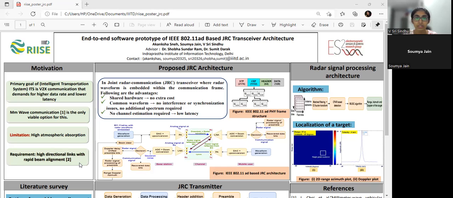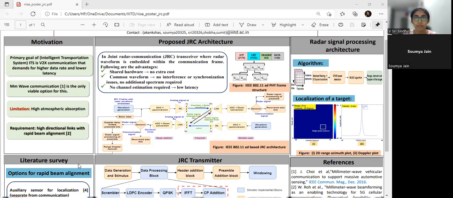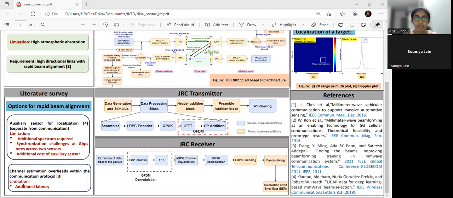There are two approaches in literature to enable rapid beam alignment of millimeter wavelengths. First, channel estimation overheads can be incorporated within the communication protocol to perform localization of the mobile users. However, the algorithmic complexity of this task can result in increased latency and thus reduce the usefulness of the information. The second approach can be adding auxiliary sensors on vehicles, specifically for localizing other vehicles in the environment. However, this approach also has some shortcomings.